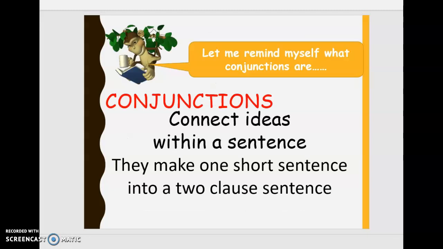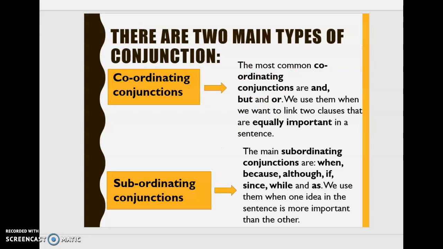Now, I'm sure you all know about conjunctions. Yes, you are right. They connect ideas within a sentence. They make one short sentence into a two-clause sentence. Today we are focusing upon two main types of conjunctions, mainly coordinating conjunctions and subordinating conjunctions. Let's look at coordinating conjunctions.